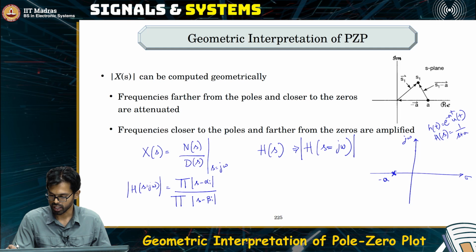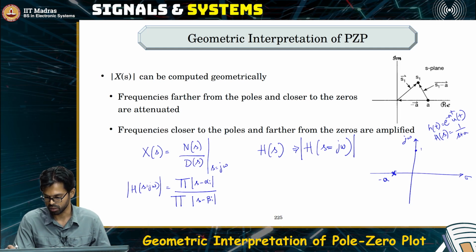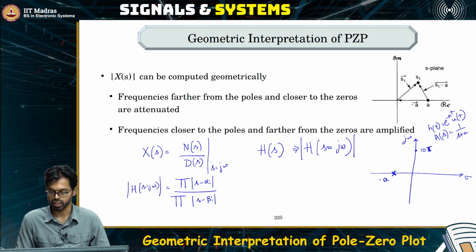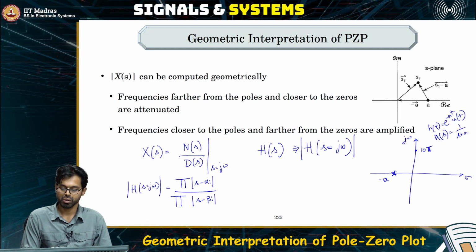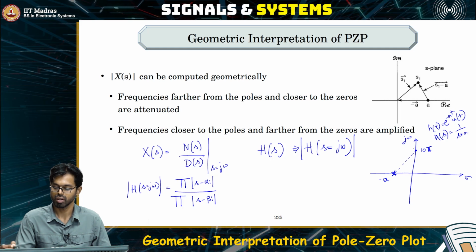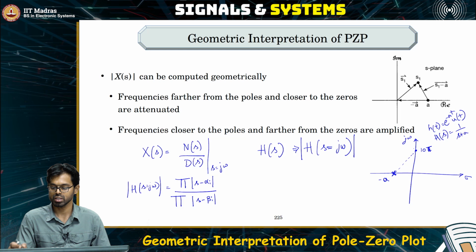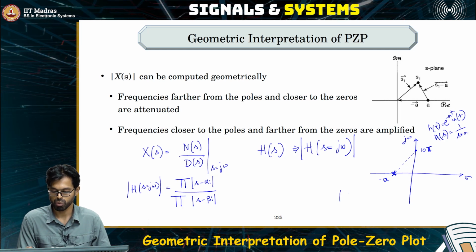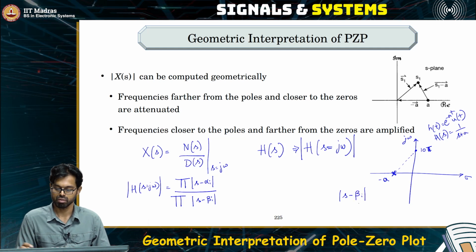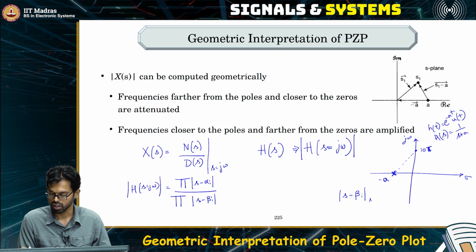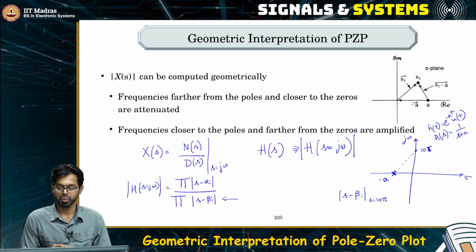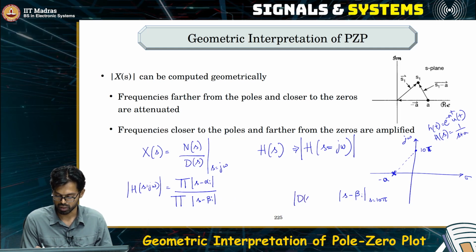Basically, if I say that I am operating at this frequency, let us say it is some 10 pi, I want to find out how the circuit reacts at 10 pi radians per second. For that I need to compute the distance between this pole and the particular point. What is this distance corresponding to? The distance corresponds to s minus beta i, which is evaluated at s is equal to 10 pi. So, that gives me the value of the denominator polynomial. Basically, this is the denominator polynomial.